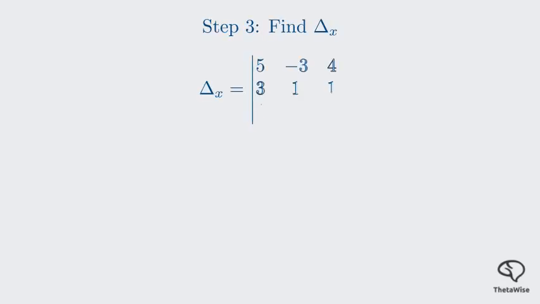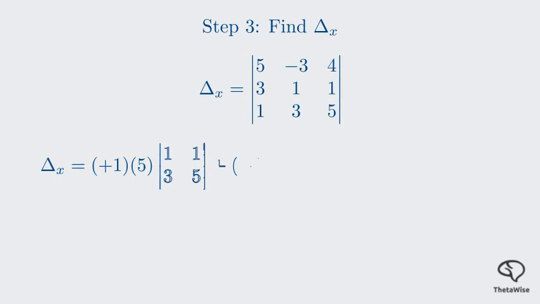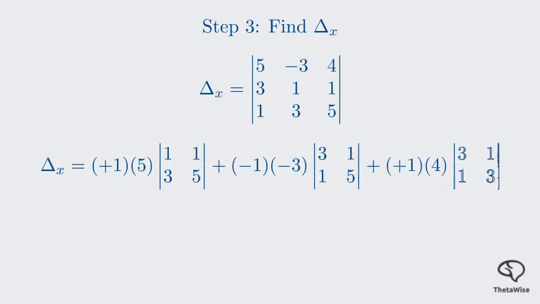Now for step 3, finding the determinant of x, or delta x. The process is the same, but the determinant we create is different. Remember, we replace the x coefficients in delta 0 with the constants from the right side of our standard form equations. We evaluate this determinant using row 1, applying the same sign principle with the signs plus, minus, plus. Delta x equals positive 5 times its minor, minus negative 3 times its minor, plus positive 4 times its minor.